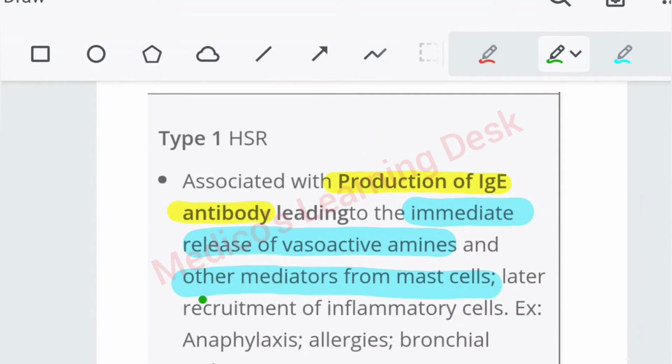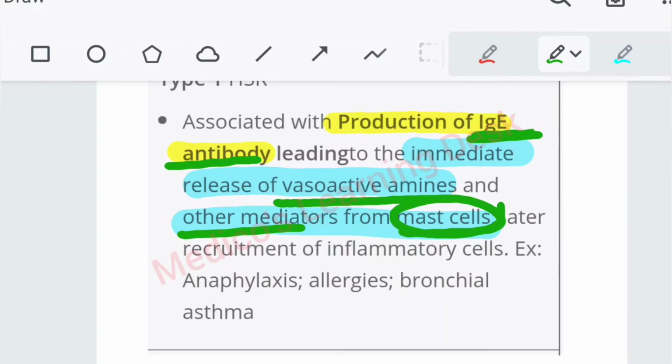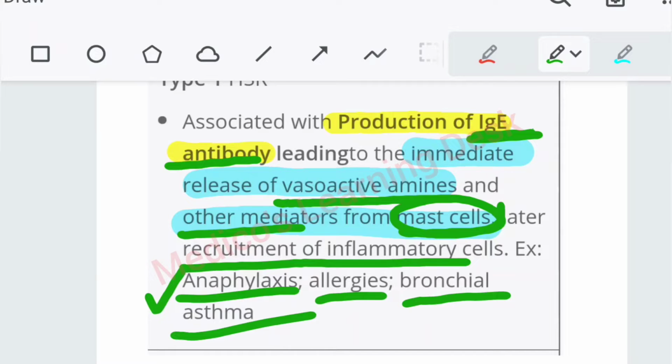So let's discuss the mechanism once again. Type 1 hypersensitivity reaction is associated with the production of IgE antibody, which will lead to immediate release of vasoactive amines and other mediators from mast cells. So the cells involved are mast cells, which will later on recruit other inflammatory cells, leading to anaphylaxis, allergies, bronchial asthma, and everything else.